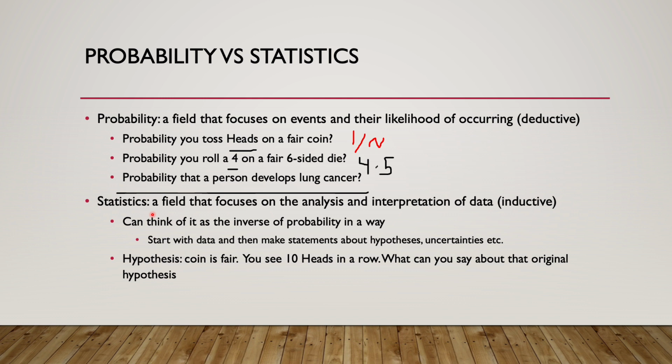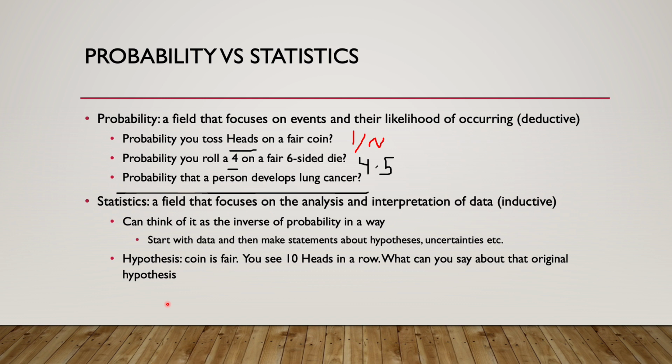Statistics, in a way, is the inverse of probability. It's a field that focuses on the analysis and interpretation of data. You're basically starting from observed data and making deductions or conclusions about your starting hypotheses. I would describe it as inductive, whereas probability was deductive. You're starting with data and making statements about hypotheses, their uncertainties, etc. I'll give you an example: suppose you start with the hypothesis that a coin is fair. Then suppose you flip the coin 10 times and you see 10 heads in a row. So what can you say about that original hypothesis?